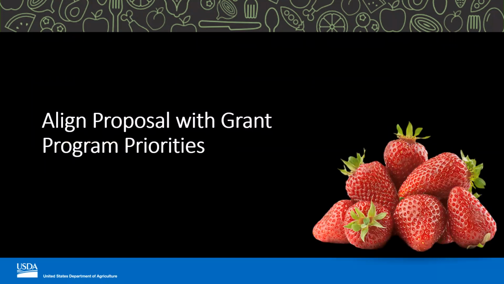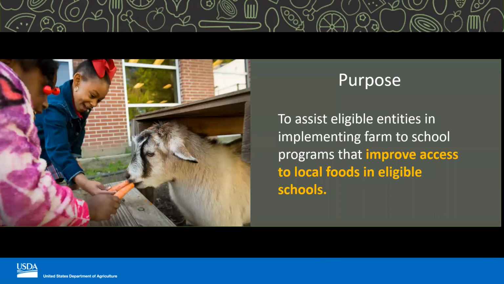This section of the webinar will provide important information on how you should align your proposal with the grant program and funding priorities. The Farm to School grant program was created by the Richard B. Russell National School Lunch Act in 2010. The legislation directed USDA to support farm to school programs that improve access to local foods in eligible schools.